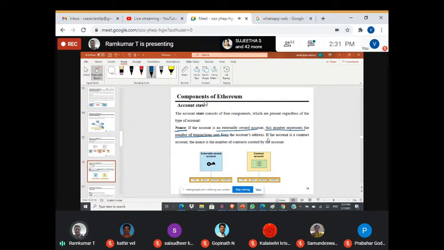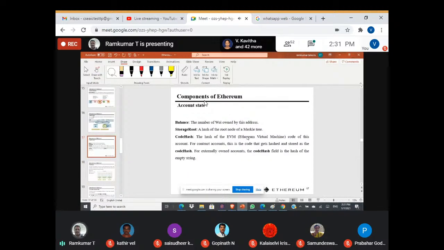Now if the account is a contract account, the nonce is the number of contracts created by this account. So whenever it is a contract account, how many contracts it has created is given by this nonce. After the nonce, I have a balance. How much balance do you have in your account?